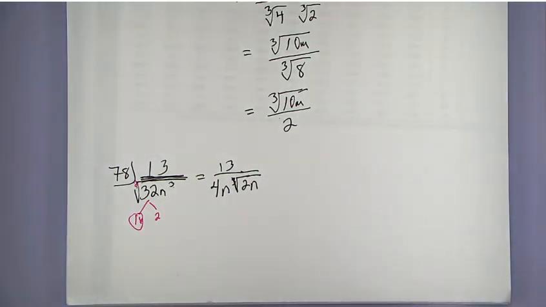Okie dokie. Let's try one more problem. Let's do number 82 this time. I'm going to put it up here a little bit so it gives me a little bit more room. 82. Let's take the cube root of 7 over 16.